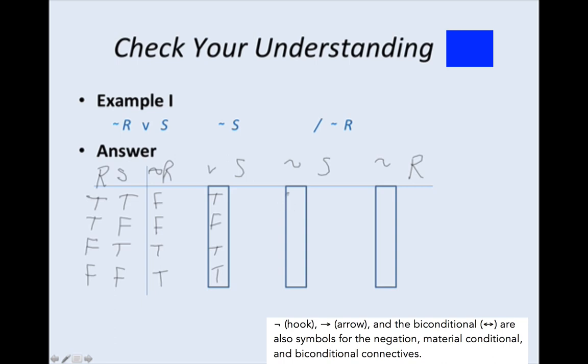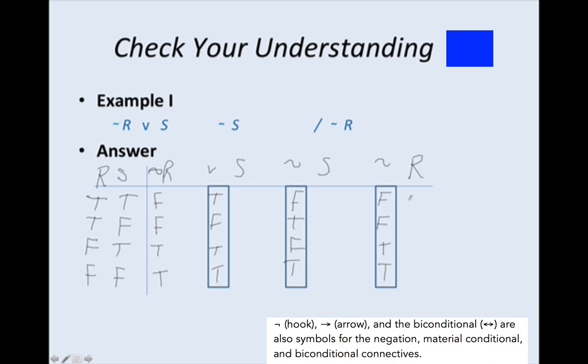Now we move on to our second premise, not S, and we're simply going to take the values under the referent column and reverse them. So we end up with false, true, false, true. And we do the same thing for not R. If R is true, not R is false. If R is false, not R is true.